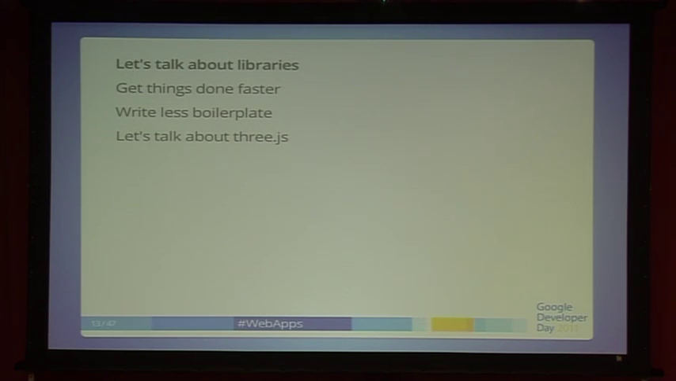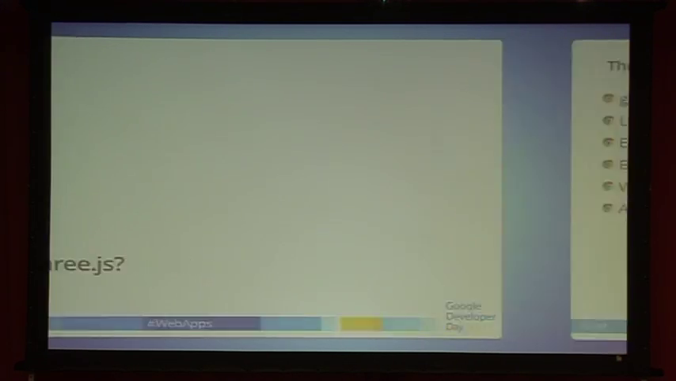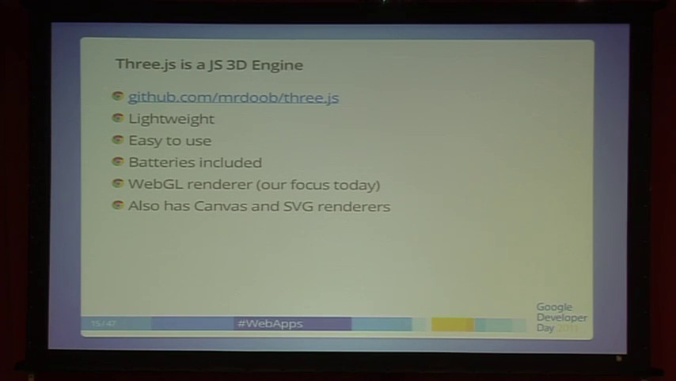So libraries. Let's write some WebGL. We are going to use a library for that, because WebGL as it is is verbose. I'm going to talk about the Three.js library. Three.js is a lightweight, easy-to-use JavaScript 3D engine. It's an open source project by Mr. Doob. It's on GitHub. It's got a bunch of useful features, including the WebGL renderer, but it also has a canvas renderer and SVG renderer if you want to do something that's not super complex, nice-looking 3D, but you just want something simple. You could use the 2D canvas renderer, which is more compatible.